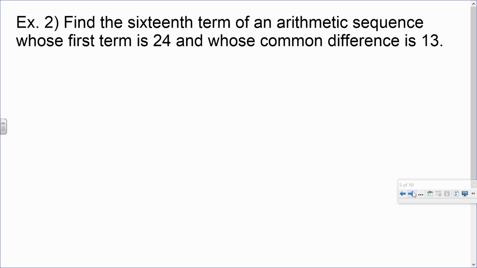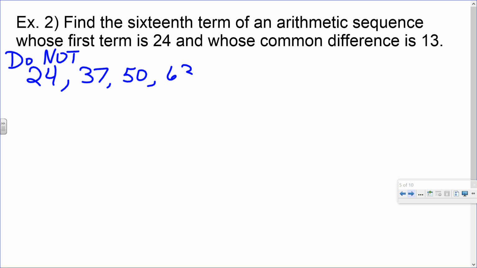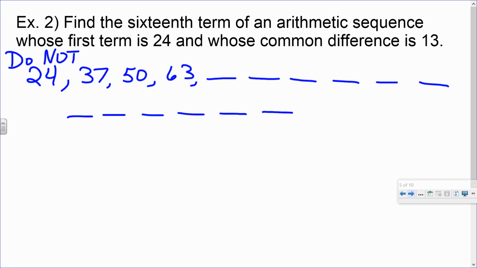Find the 16th term of an arithmetic sequence. The first term is 24, and the common difference is 13. Please do not attempt it like this. The first term is 24, add 13. The second term is 37, add 13, and what do I get? 50, add 13, and I've got 63, so that's 4. Keep going, 5th, 6th, 7th, 8th, 9th, 10th, 11th, 12th, 13th, 14th, 15th, 16th.